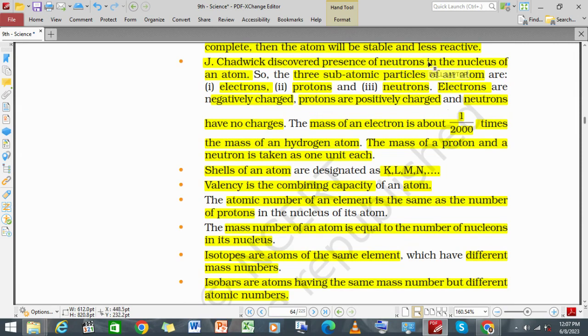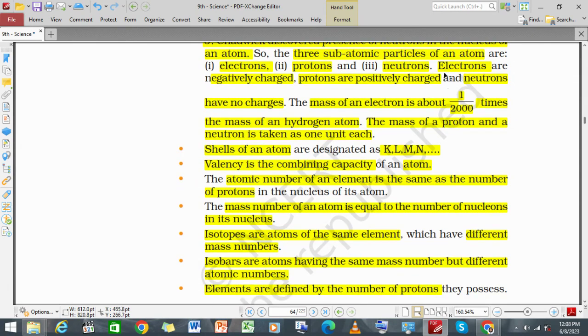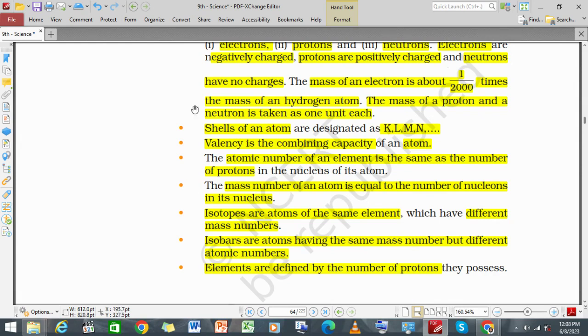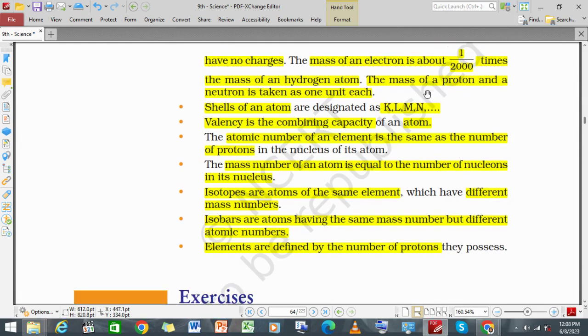Chadwick discovered the neutron, and then the three subatomic particles were discovered: electron, proton, and neutron, where the proton is 2000 times heavier than the electron, and proton and neutron are quite similar in size. Now electrons are negatively charged, protons are positively charged, and neutrons are neutral. I hope it is understandable now.